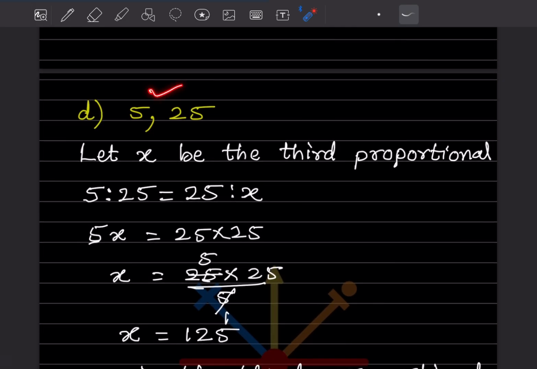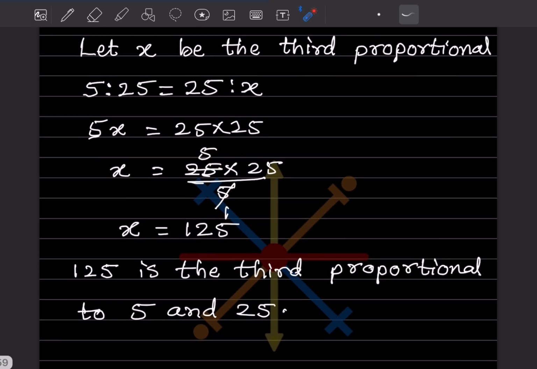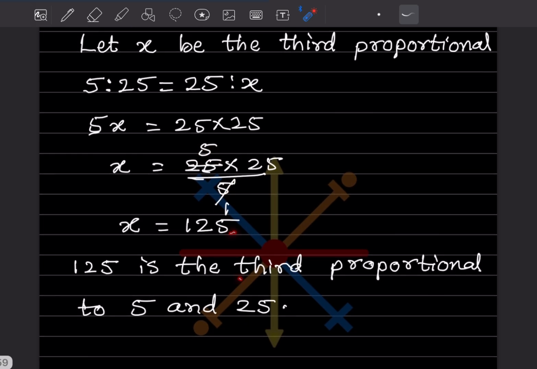Now here, what is going to repeat here? That 25 is going to repeat and this X will be here. So product of extremes is equal to product of means. So 5x is 25 into 25. So X will be 25 into 25 divided by 5. So this is going to be 125. So X is 125. So 125 is the third proportional to 5 and 25.